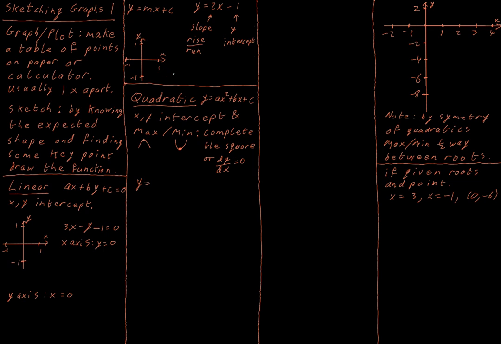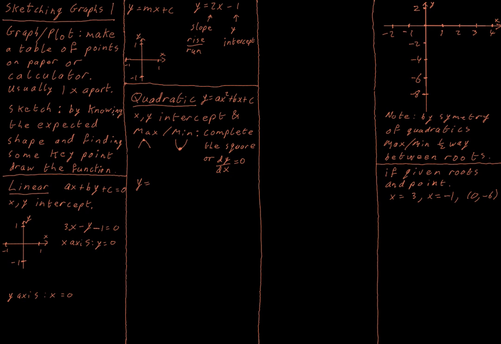Hello. Now we are going to look at sketching graphs. So if in an exam we're asked to graph or plot something, it tends to mean we make a table of it out on paper or using our calculator, and then the points we put in are going to be 1x apart, as in when we'd be putting in our points, we'd start at x is -1, then 0, then 1, then 2, and so on.